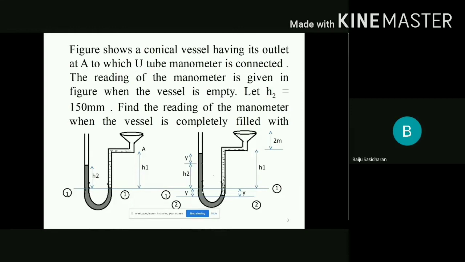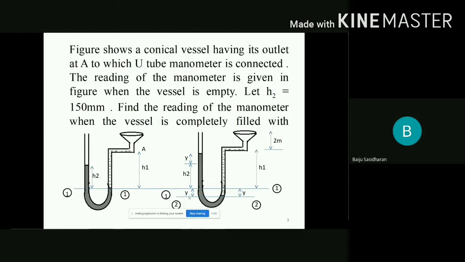Now we have to consider this as the second reference. Based upon the second reference, that is 2-2, we can simply say what the pressure on the left side will be. What will be the pressure in the left side? It is ρ2 into g into y plus ρ2 into g into h2 plus again y, ρ2 into g into y.